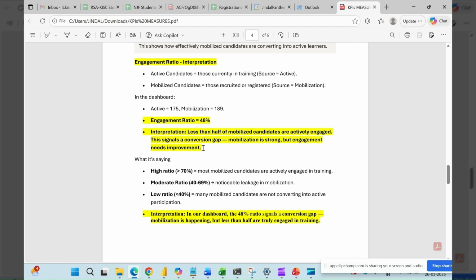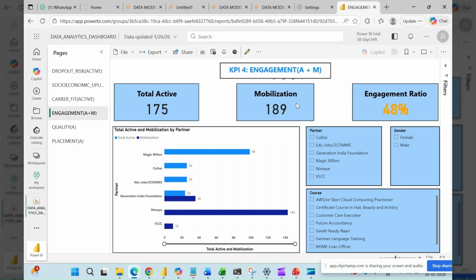So it needs intervention. The filters are the same for every report, just the colors are different, but we can even fine tune these filter conditions as well. Right now it is showing that the engagement ratio is moderate, so it is in light yellow, I mean amber. So this is all about the engagement KPI.